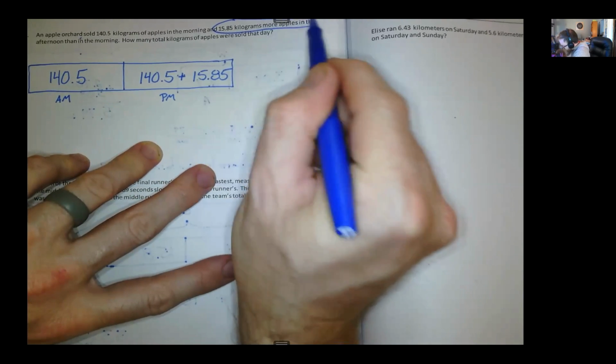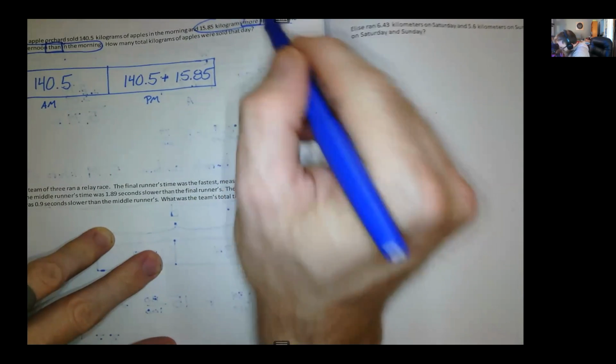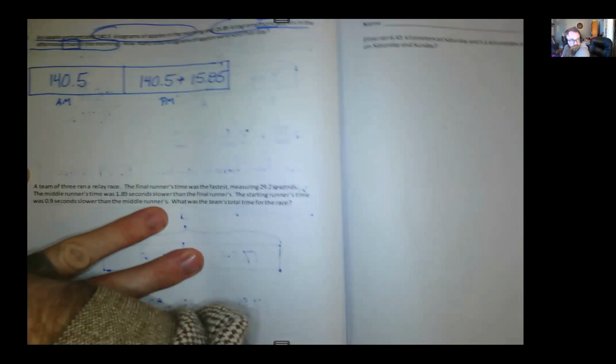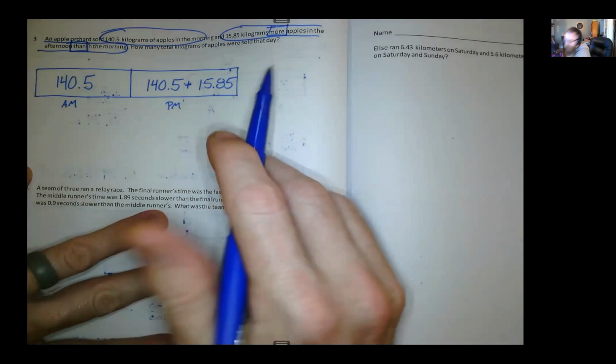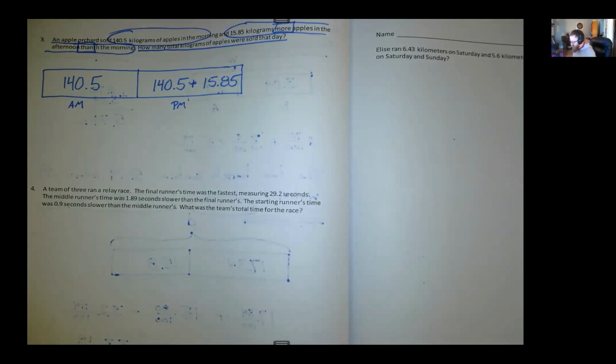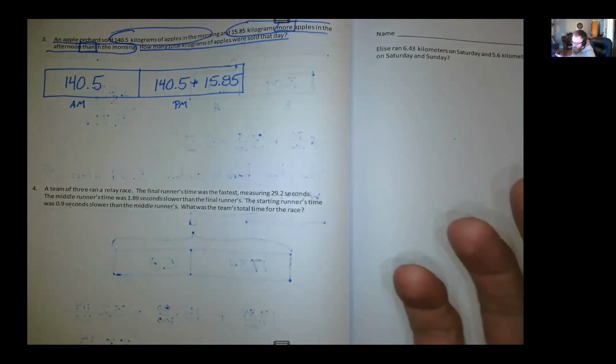More apples in the afternoon than in the morning. That "than" tells us we're making a comparison. The question asks how many total kilograms of apples were sold that day. So we need to add these three individual values together.